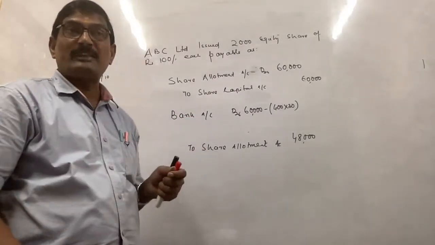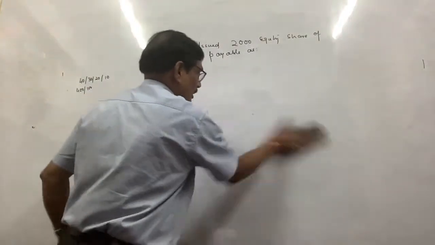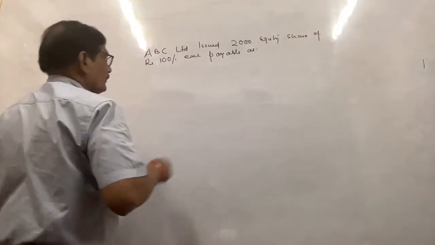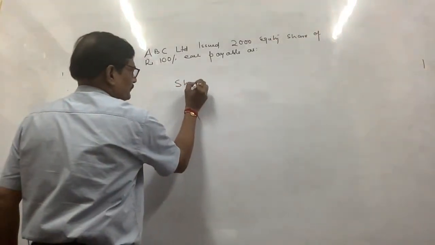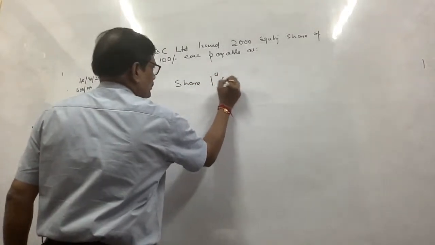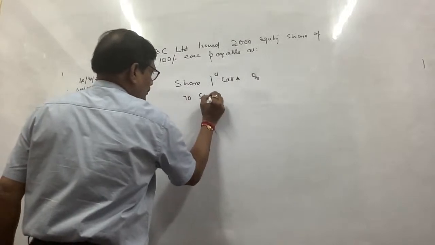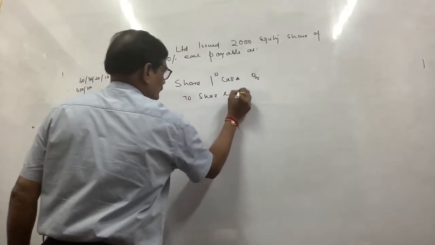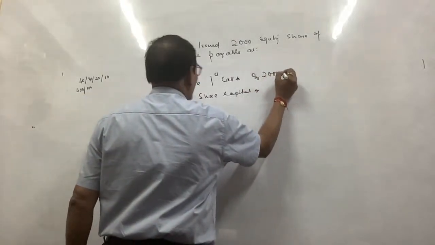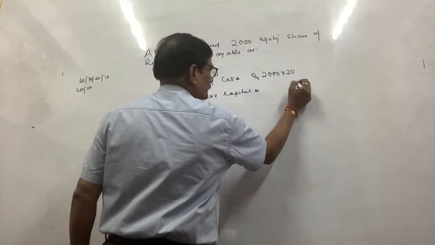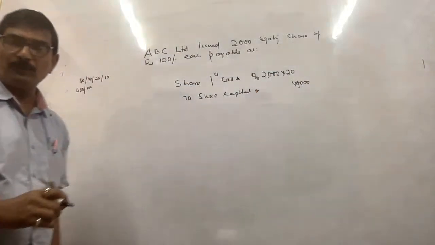And one more thing. Now you go for the first call. The entry will be share first call account debited to share capital account. Due entry 2000 into 20. You should not write in this way. Write the total figure, the net figure.